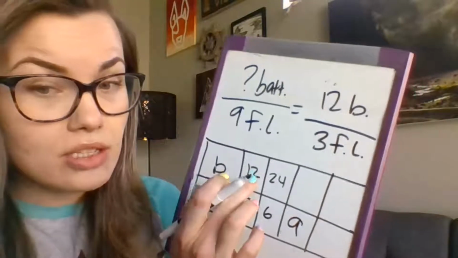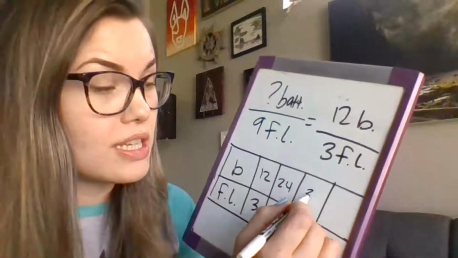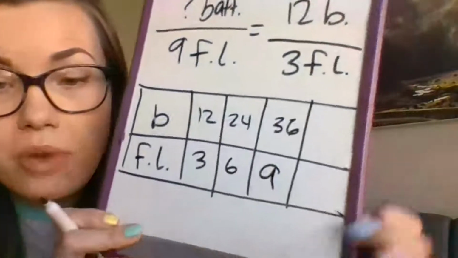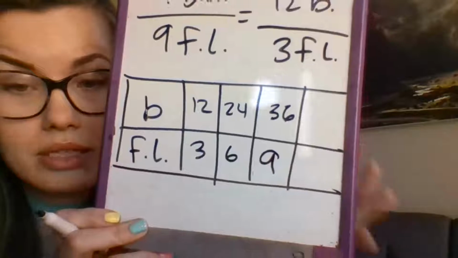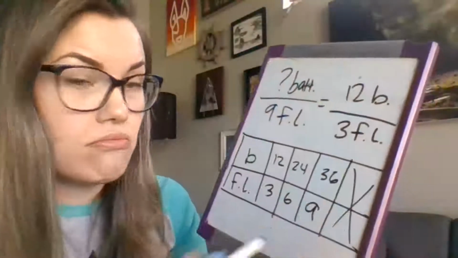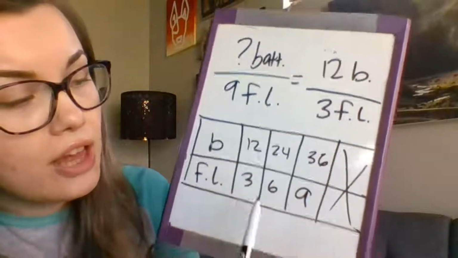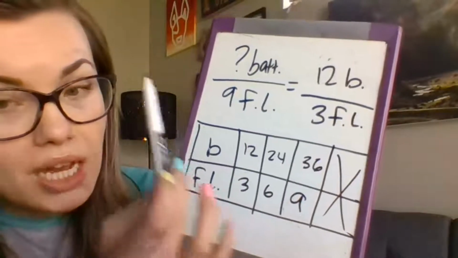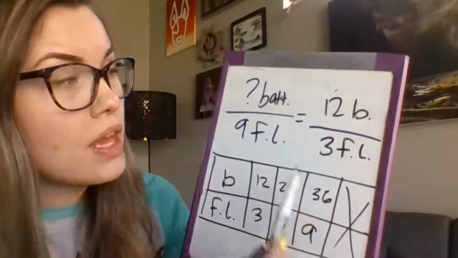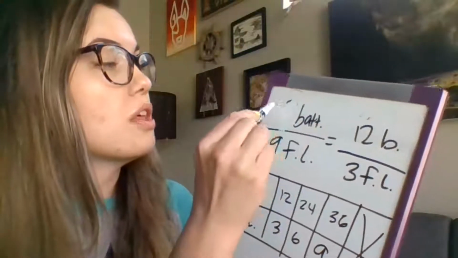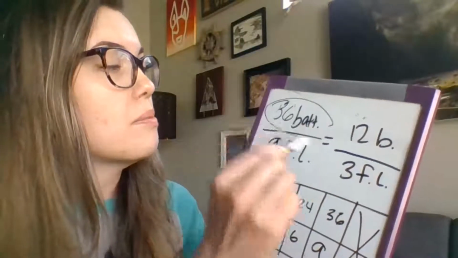And then I do the same thing at the top. 3 times 12 is 36. Now notice I'm not using that last space, and you don't have to, okay? It's not necessary. So I have my 9 flashlights. I know my proportion is I'm timesing by 3, top and bottom. So my answer would be 36 batteries.